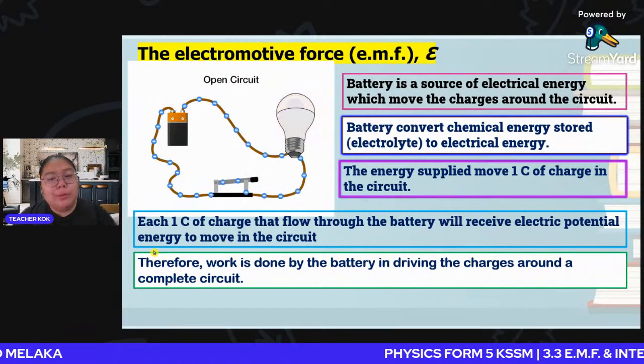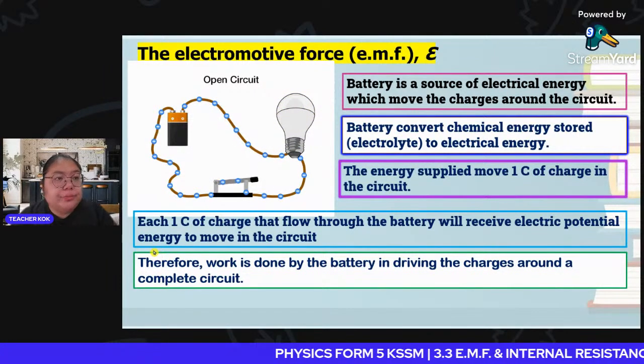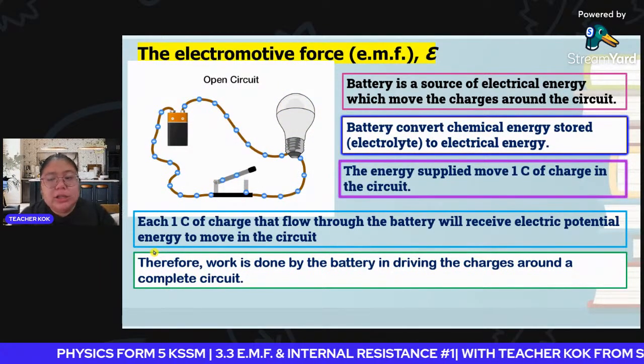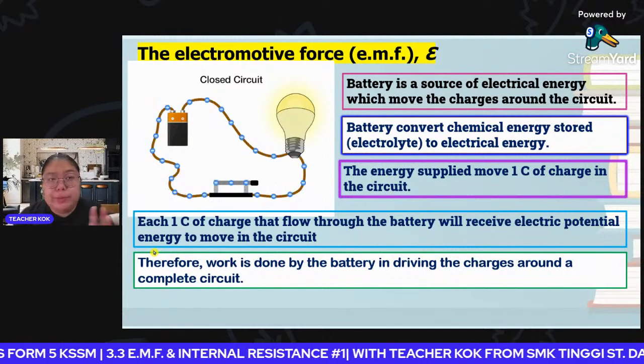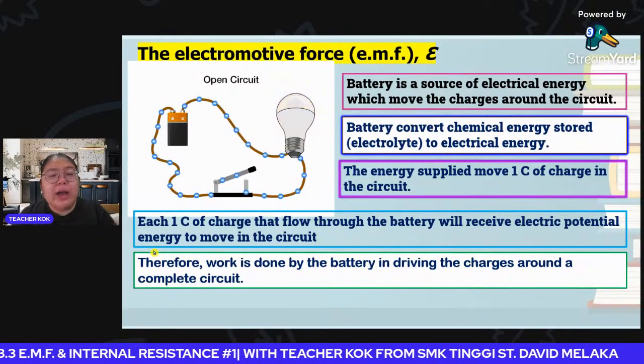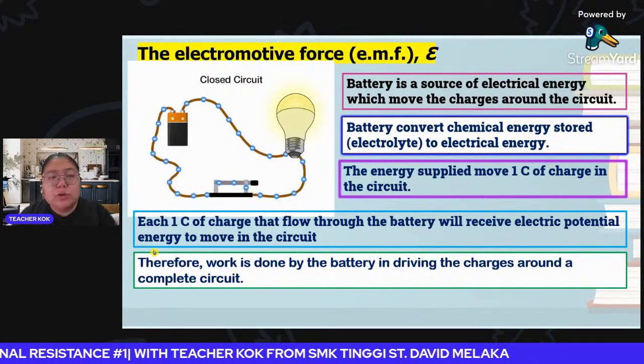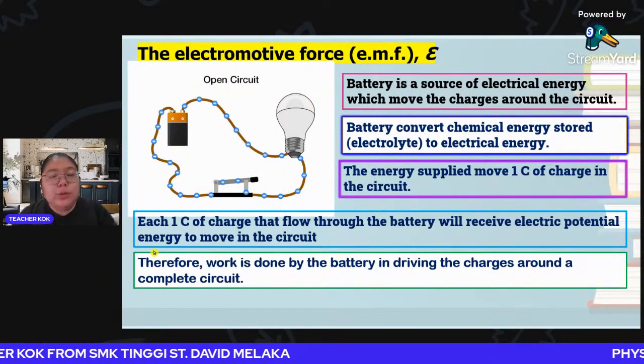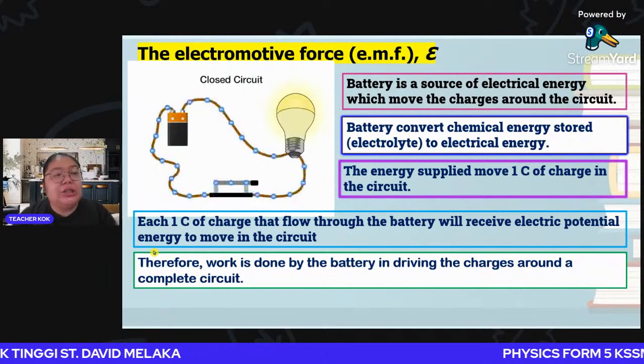You want the bulb to light up, so you must have current. Before you can have current, you must have charge. The charge comes from where? The charge comes from the battery. But the charge doesn't have any energy to keep moving. So that means the battery must supply the energy. What energy? Electrical potential energy.